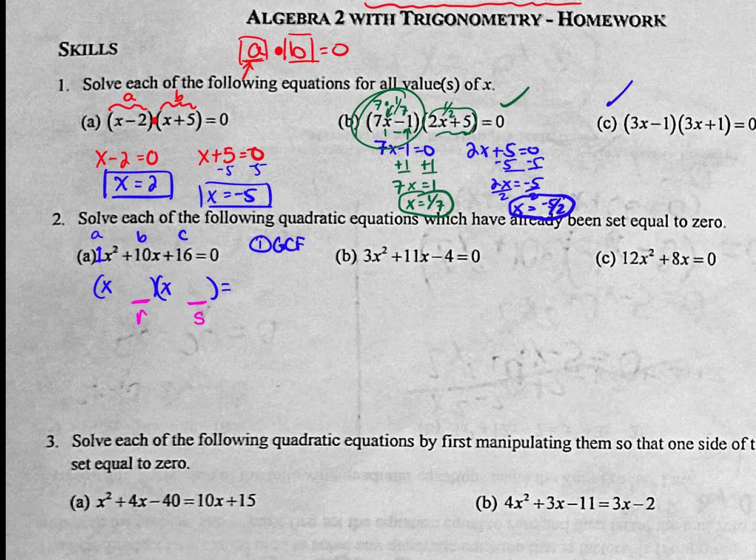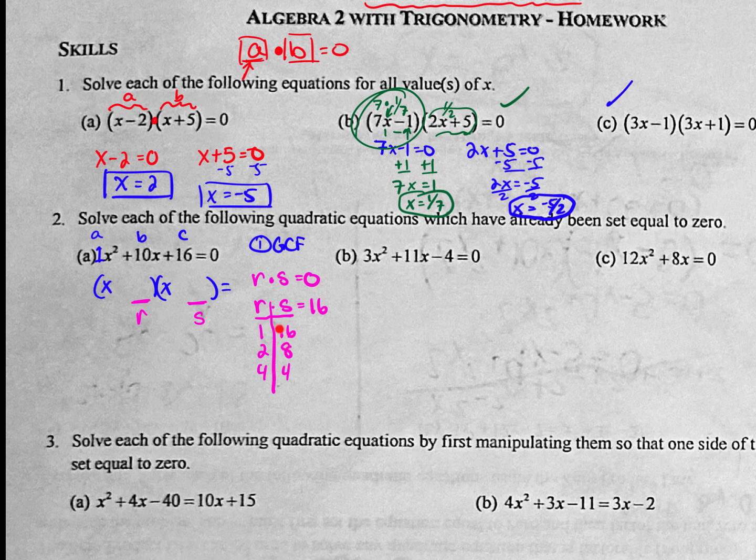The rules or the clues are that R times S has to equal C. So for this problem, R times S would have to equal 16. So right away, this clue tells me that R and S are either a 1 and a 16, a 2 and an 8, or a 4 times a 4, because those are all the factors of 16. That's stuff you just have to pull out of your head or get out a multiplication table for.